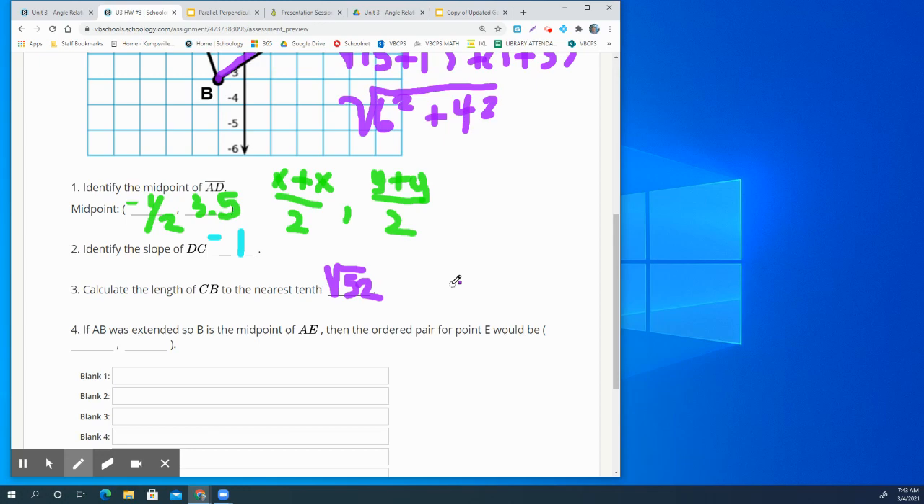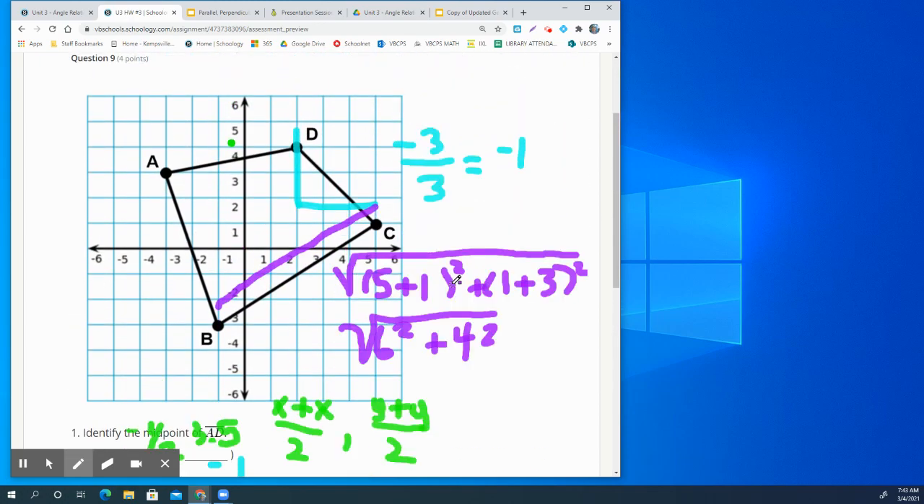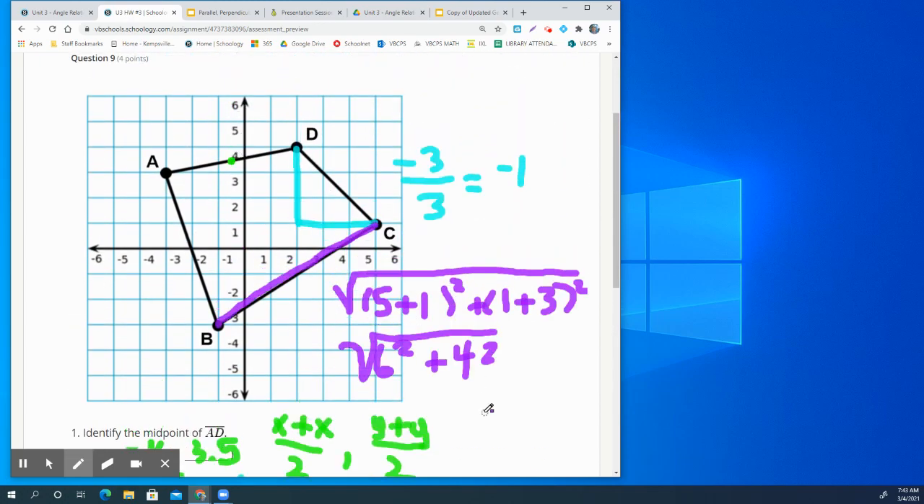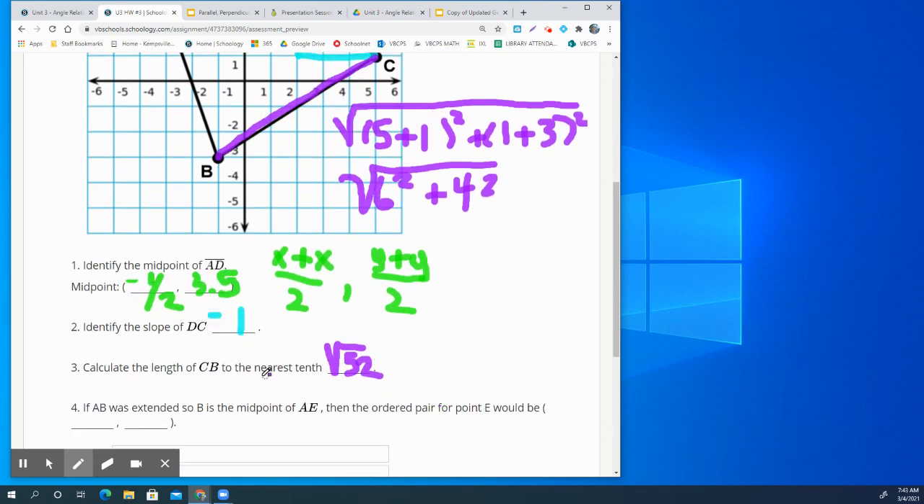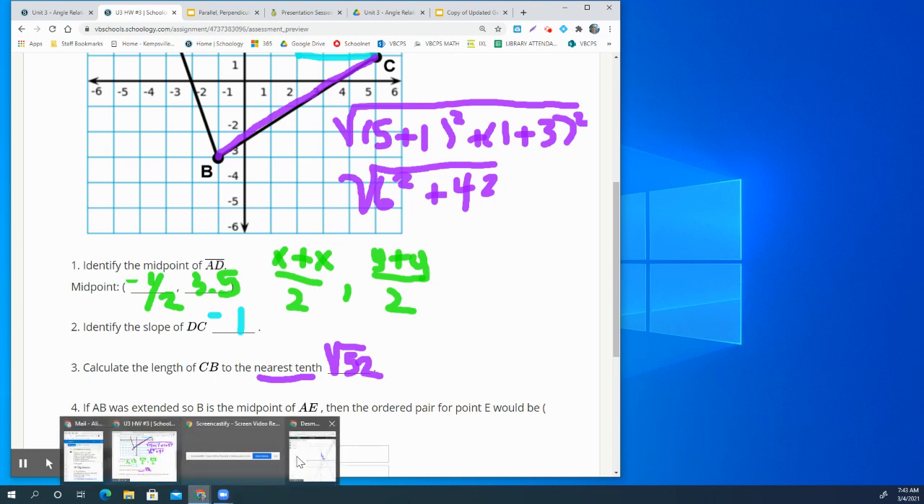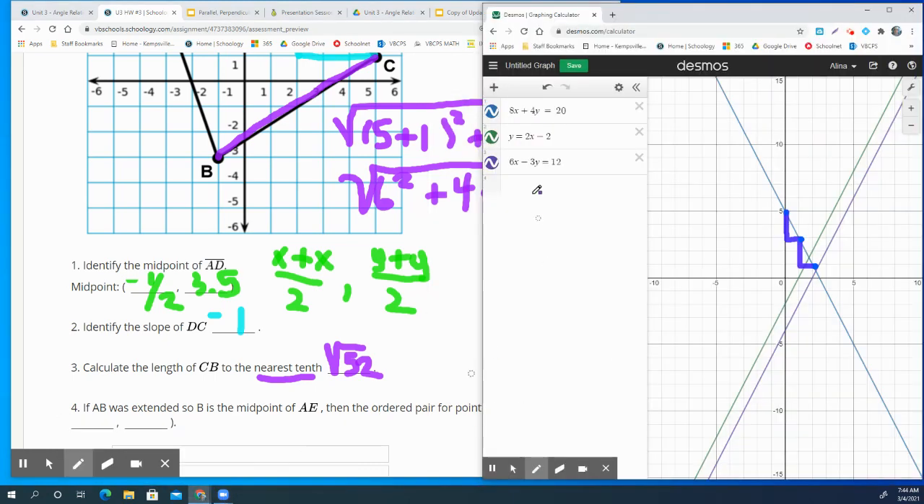That help? Yeah, you'll have to put that into a calculator and get a decimal. So if you open up your Desmos, you can either go down into the tools or you can do SQRT and it'll pull up a square root and then you've got your answer.